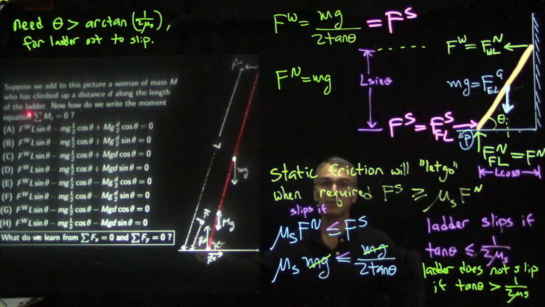Meanwhile, let's add a little embellishment. Suppose we add to this picture a person of mass m who has climbed up a distance d from the bottom along the length of the ladder. Let's see if that changes where the ladder slips. Maybe we'll see that the higher up she climbs, the more likely the ladder is to slip out. So let's update our extended free body diagram and see how to write the torque equation for this case.